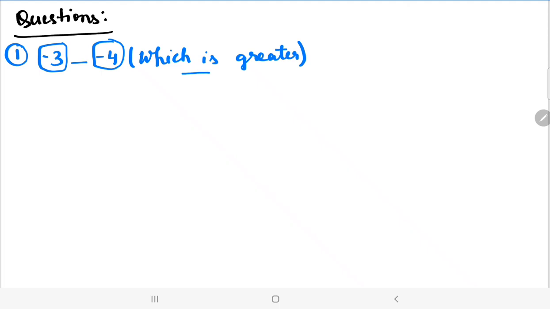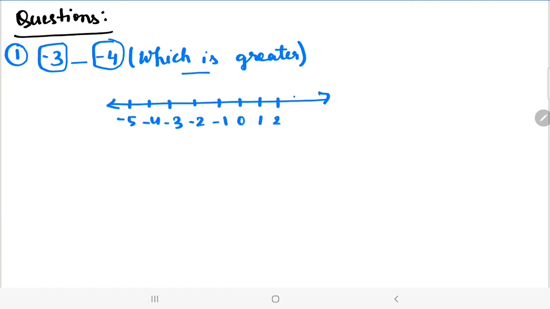Now remember that there is a minus symbol before the numbers. So how will we do it now? First, for this type of question, let us take a number line. Here I will write minus 5, minus 4, minus 3, minus 2, minus 1, 0, 1, 2, 3, 4, and so on. This side also it will go till infinity, on the right side also it will go till infinity.